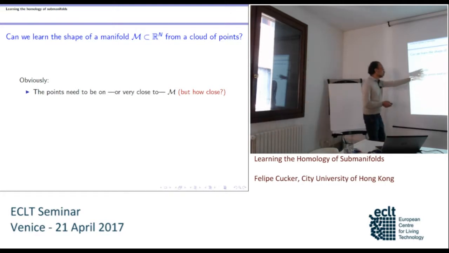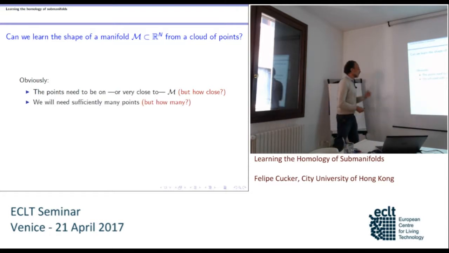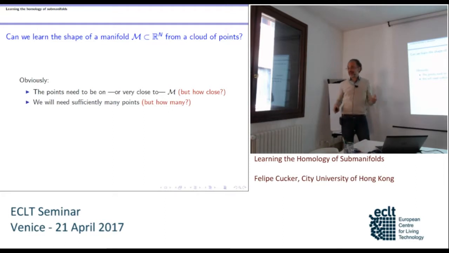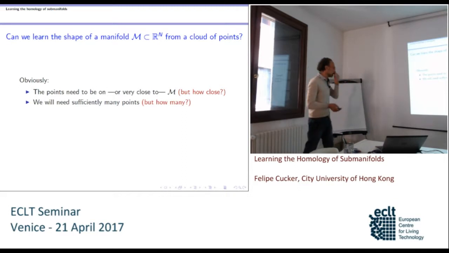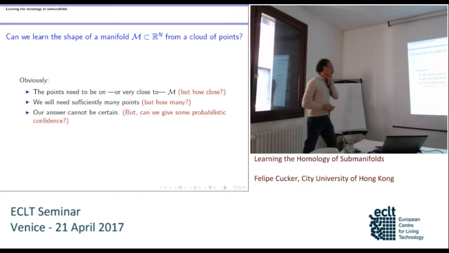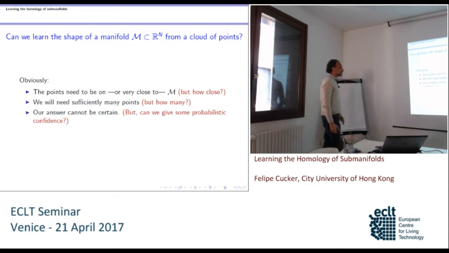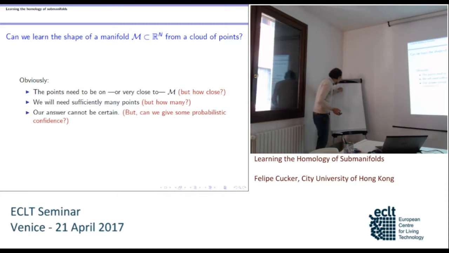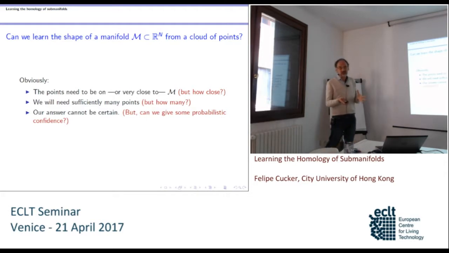Of course, there is a question: the points need to be close, but how close? We will need sufficiently many points. Obviously, if I only draw 3 points on the plane, and they draw a triangle, what is this? It can be anything. I need definitely more points to tell you something. But how many? Obviously, our answer cannot be certain. No matter how many points I draw, there is always the possibility that here there is a very, very tiny circle and I didn't draw any point from this circle and I am missing this circle. So I'm just giving you a partial answer. I am not giving you the right answer.